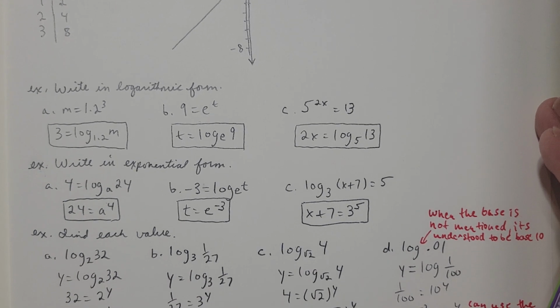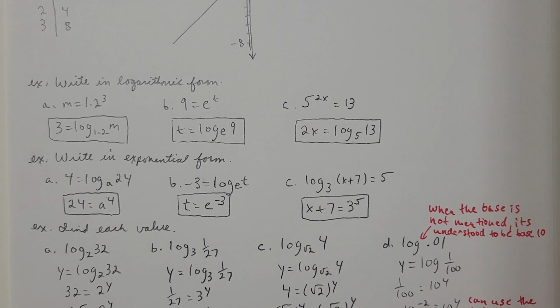Okay, how about this one? So log base 3 of x plus 7 equals 5. What does that look like in exponential form? So x plus 7, that is the input. So that's going to be all alone on the exponential, equals the base is 3 and the y value is 5. Okay, so x plus 7 equals 3 to the 5th. There, now we're in exponential form, and go ahead and circle that. Again, we're not solving for x or anything. Okay.